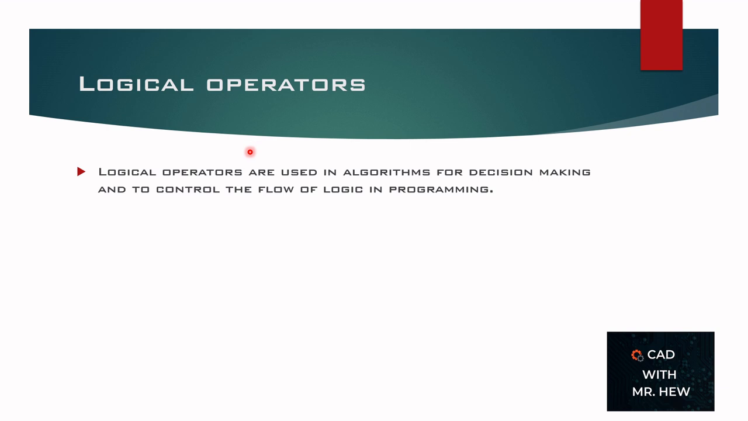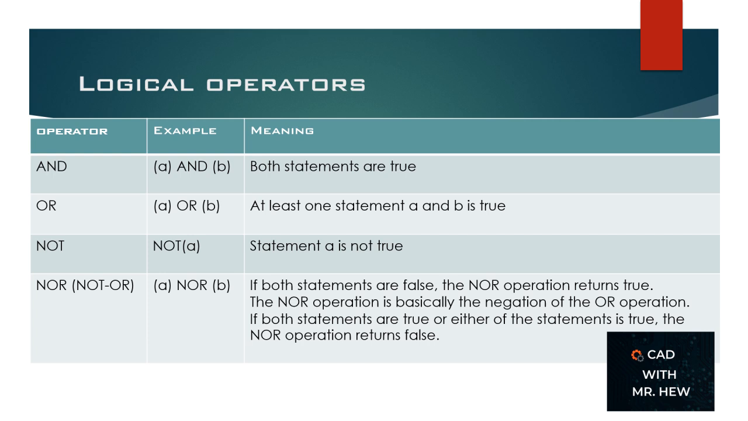Logical operators are used in algorithms for decision making and to control the flow of logic in programming. The first logical operator that we're looking at is the AND operator, and here's the example, A and B, and the meaning is both statements are true. We have OR, so A or B, at least one statement, A or B is true. We have not, an example is not A, statement A is not true.